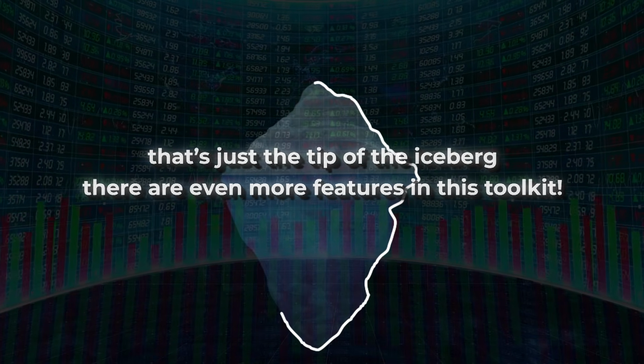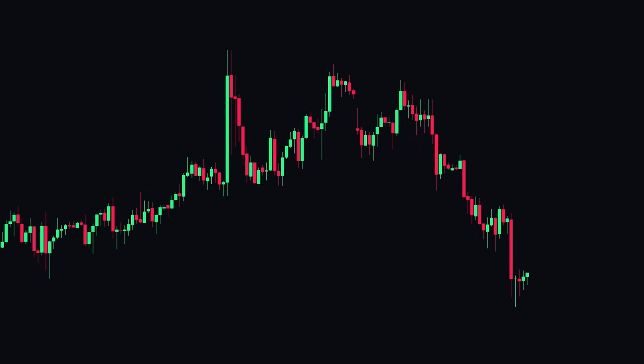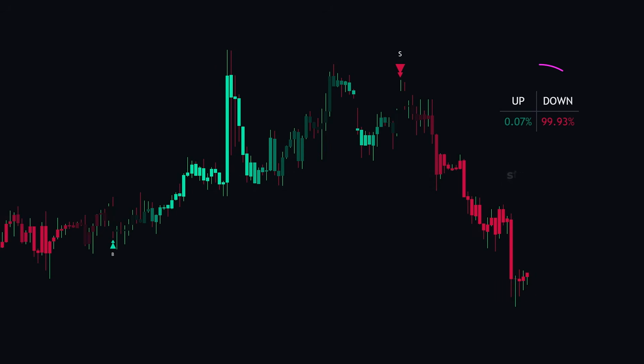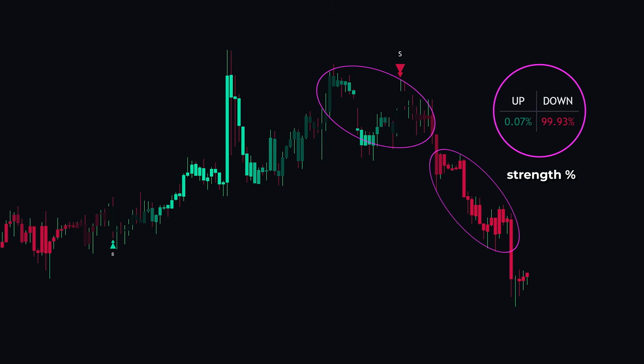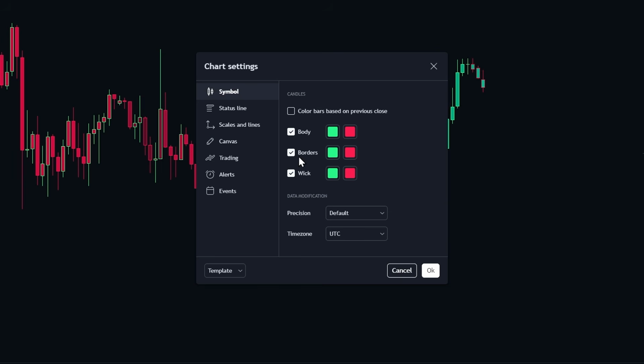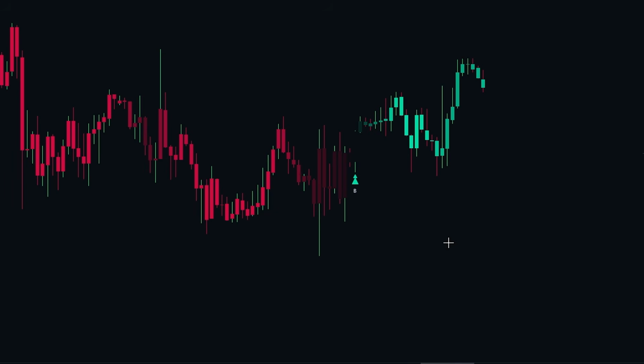There are even more features in this toolkit. One of my personal favorites is the DT Trend Analyzer. This tool displays a trend strength percentage directly on your chart, showing you exactly how strong a trend is. This will help you make smarter decisions and avoid trading on weak trends. The candle colors also change depending on the trend strength. When the trend is strong, the candles become bolder, and when the trend weakens, the candles fade out. To use this feature effectively, make sure to turn off the candle borders from your chart settings. It makes the candles easier to look at.